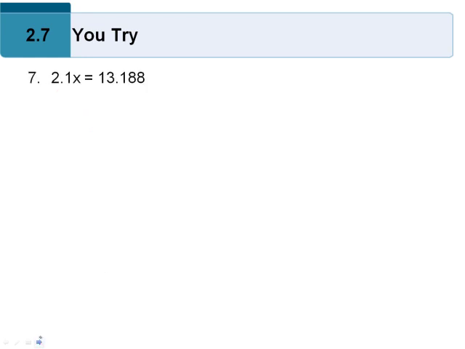And I think there's one more. Right, number 7, okay? Lovely decimals again. Thank goodness for calculators. You should divide both sides by 2.1. And we get x on the left. And let's see, 13.188 divided by 2.1 comes out to be 6.28. And that should be it for section 2.7. So good luck with the homework and quiz.